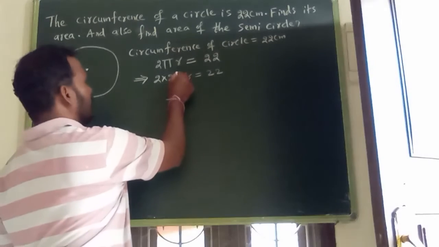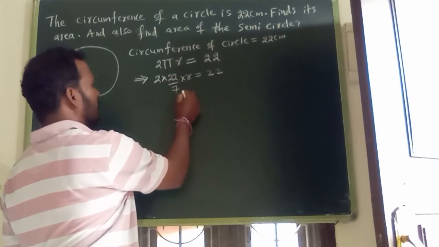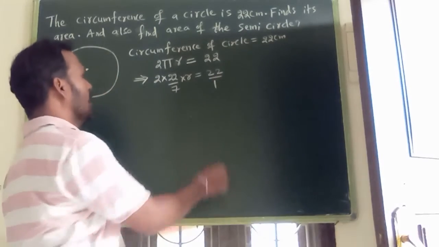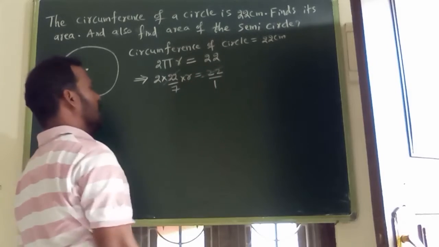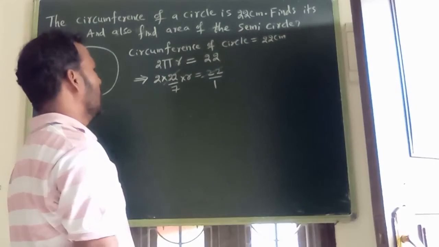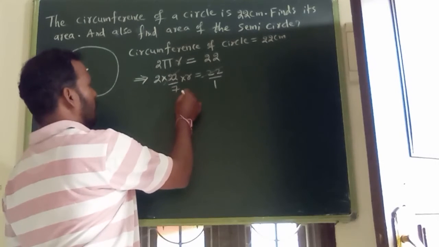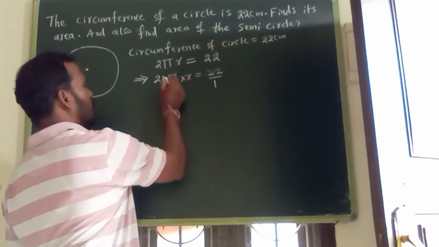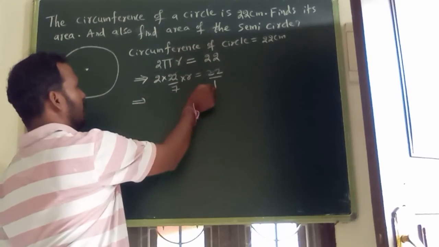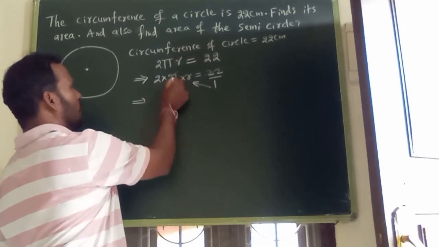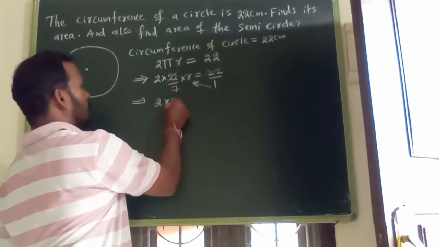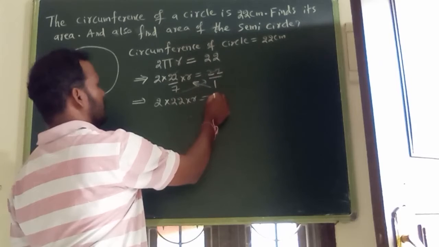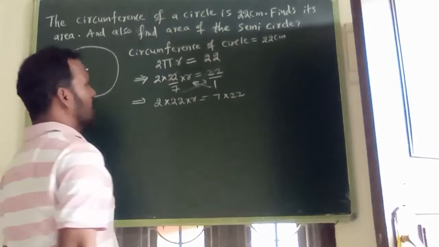On both sides we can cancel 22. Otherwise we can use cross multiplication also. Okay, I am using cross multiplication. I am not cancelling 22. So 2 into 22 into r is equal to 7 into 22.